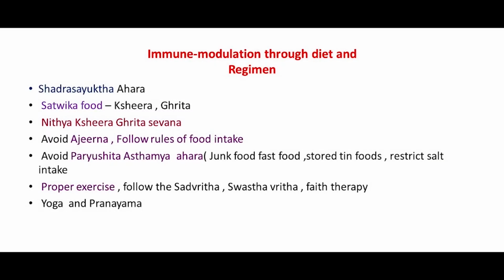Now, immunomodulation can also be done through diet as well as regimen. We can go for Shadrasa Yukta Ahara, Sattvika food like Shali and Ghrita, Nitya Kshira Ghrita Sevana, that is also Oja Vardhaka. Then avoid Ajirna, follow the rules of food intake. Avoid Paryushita and Asatmya Ahara, then proper exercise. Follow the Sadvritta, Swasthavritta and faith therapy, and then yoga and pranayama. These are all the factors which control the Ojas, which modulate the Ojas, which educate the immune system. In the meantime, it also increases the body's immune capacity and does the function of Oja Vardhana. Next.